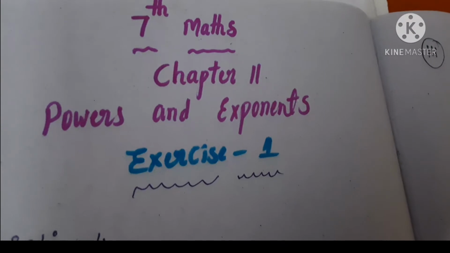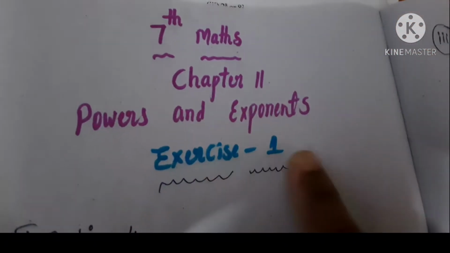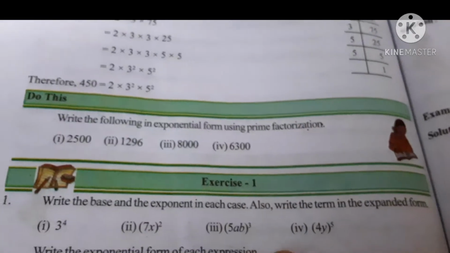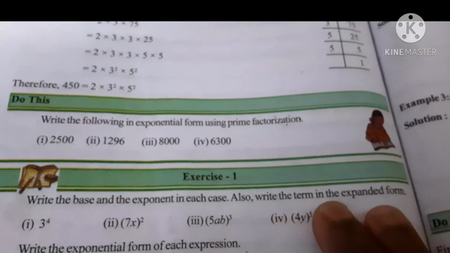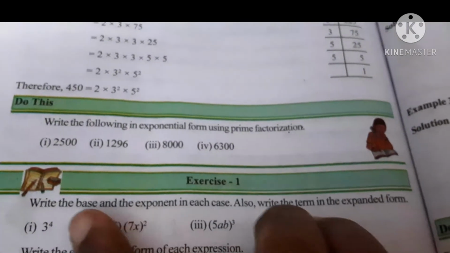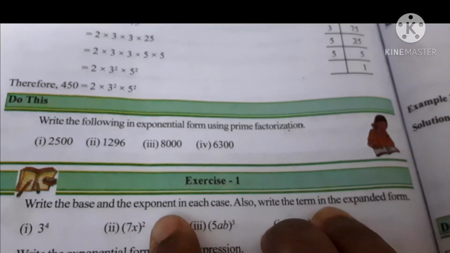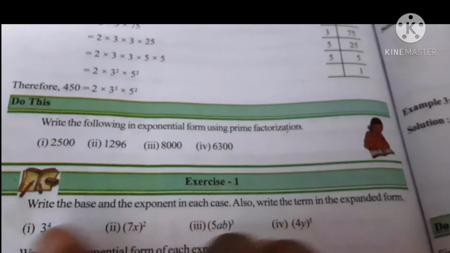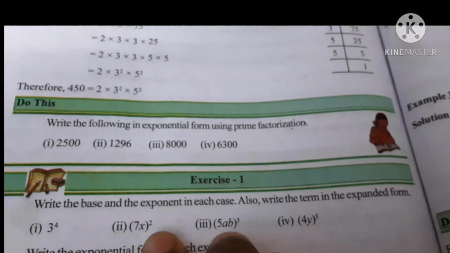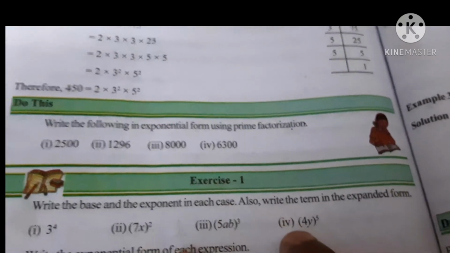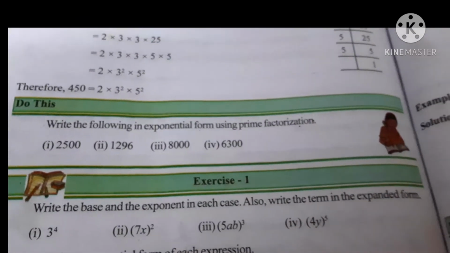Hi to all. Today's topic is 7th Maths, Chapter 11 Powers and Exponents. Exercise 1. Write the base and exponent in each case. Also write the term in expanded form. First we will find the base and exponent, and then we will write the expanded form. First one 3 power 4, second one (7x) whole square, third one (5ab) whole power 3, fourth one (4y) whole power 5. Now we can see the answers.